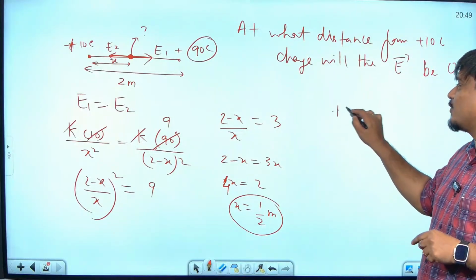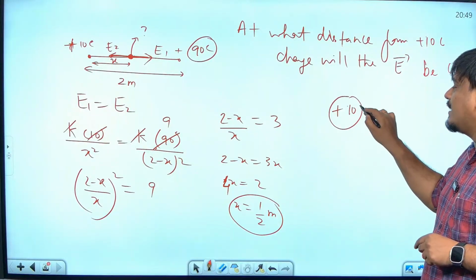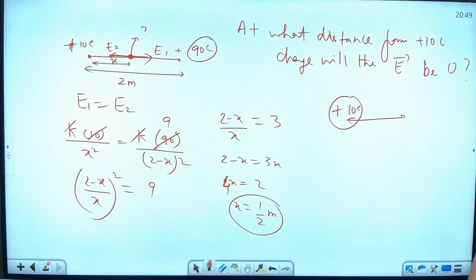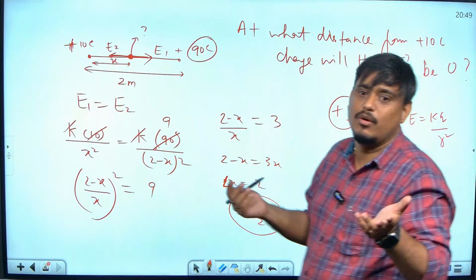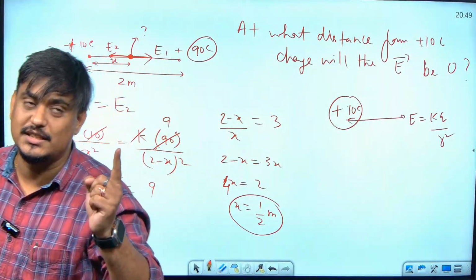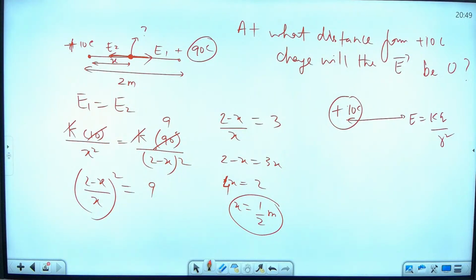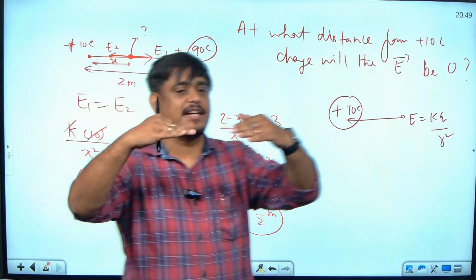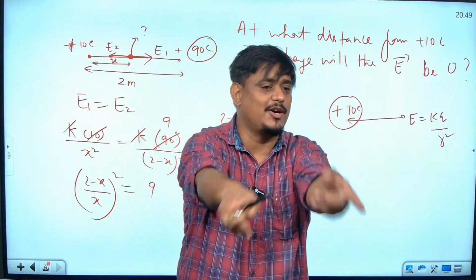If you have only a plus 10 coulomb charge, and I ask you at what distance from the plus 10 coulomb charge the electric field will be 0, what will be your answer? You know, infinite. Because the electric field formula is K into Q by R square. R will become infinite, E will become 0, isn't it? So it is impossible to get a point where the electric field will be 0 if it is a single charge. Are you getting my point, Mr. Deva? Yes, sir. Because the 90 coulomb charge is there, two electric fields are acting in opposite directions, they are cancelling out each other. Am I right?